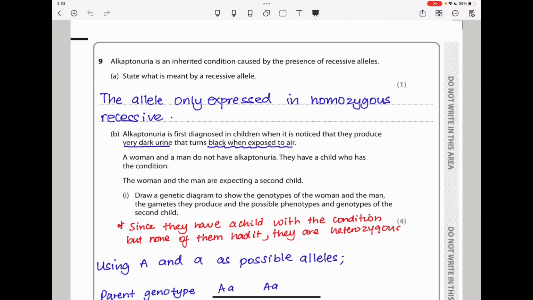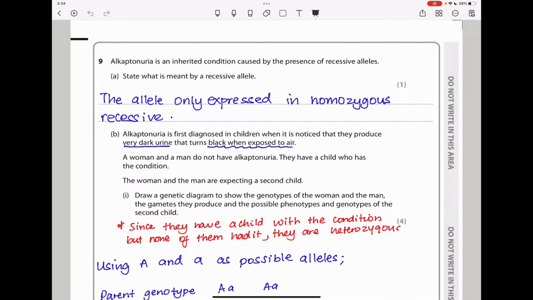Question 9. Alkaptonuria is an inherited condition caused by the presence of recessive alleles. State what is meant by a recessive allele. A recessive allele is the allele that is only expressed if it's present in homozygous recessive form in the genotype. So B says Alkaptonuria is first diagnosed in children when it is noticed that they produce very dark urine that turns black when exposed to air.